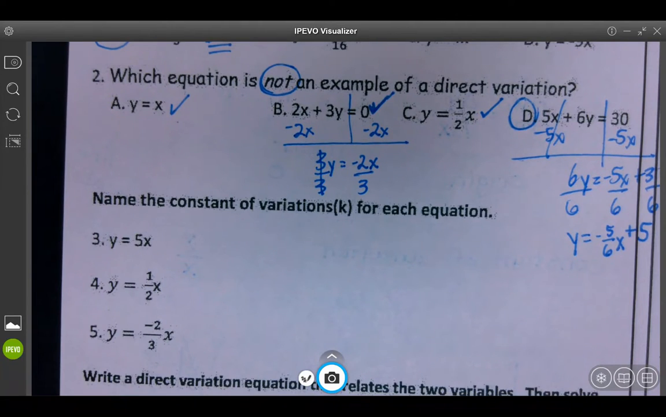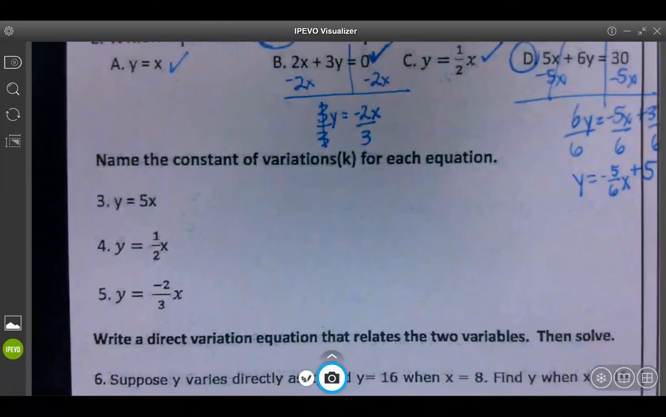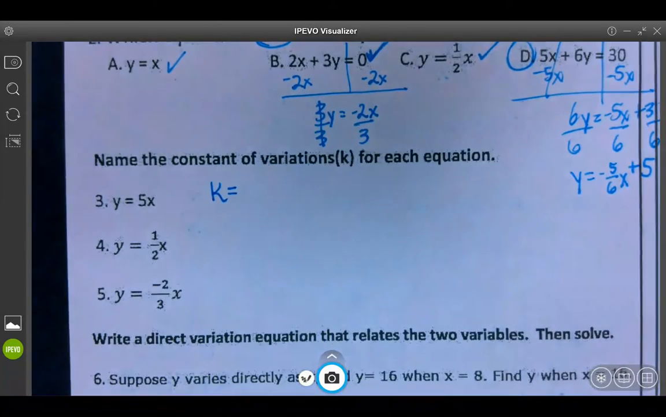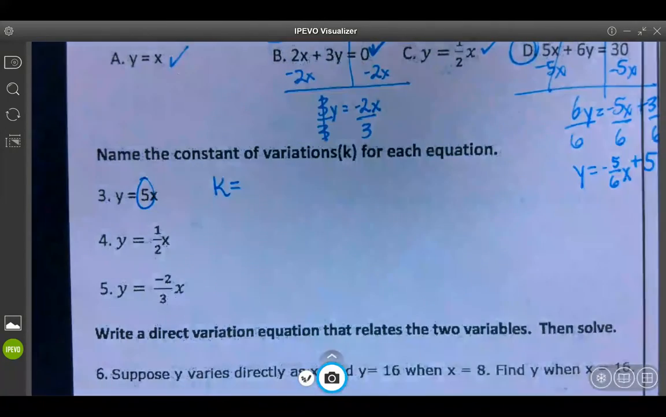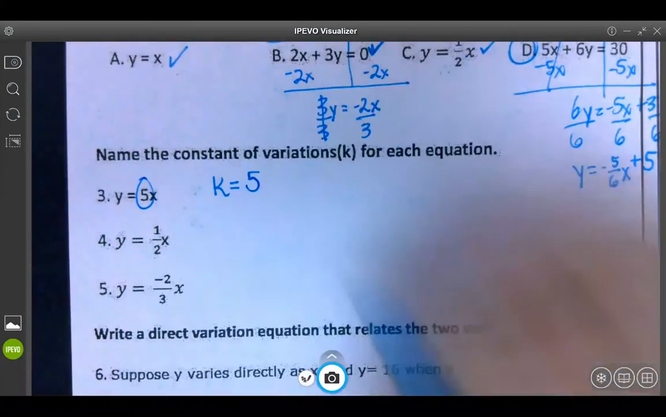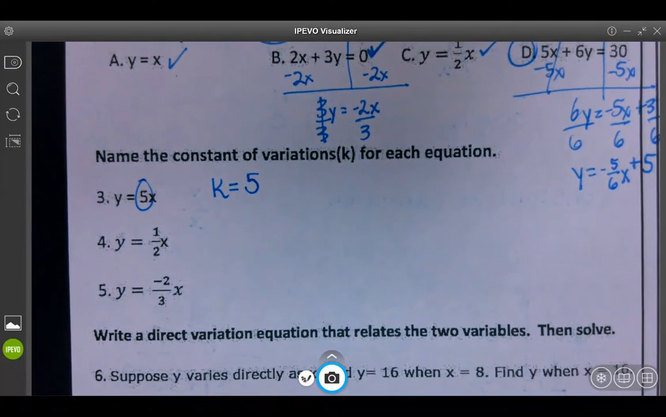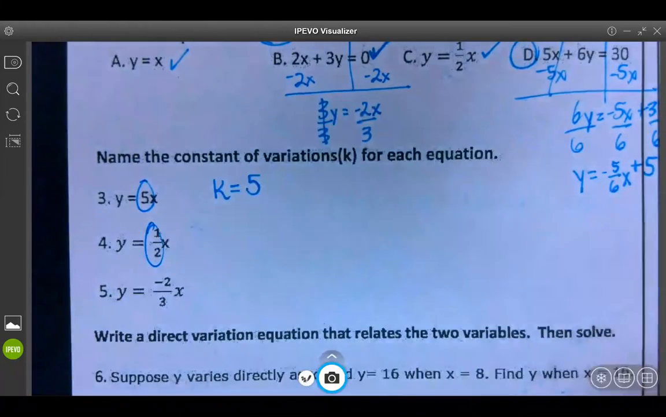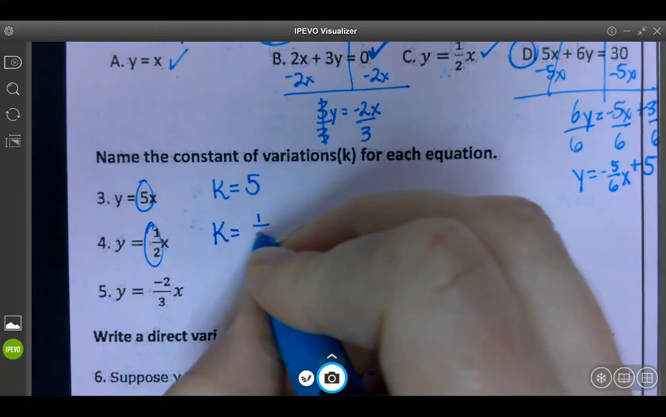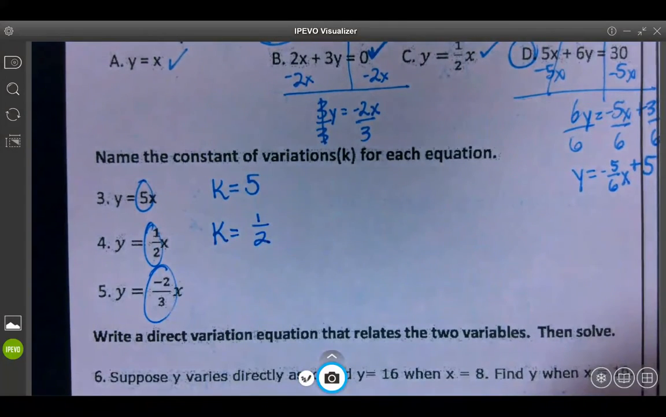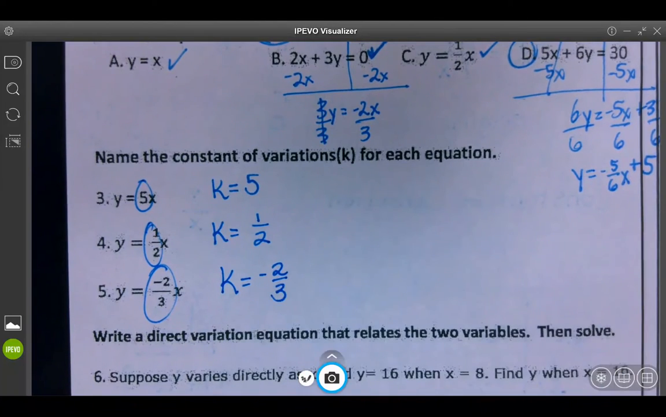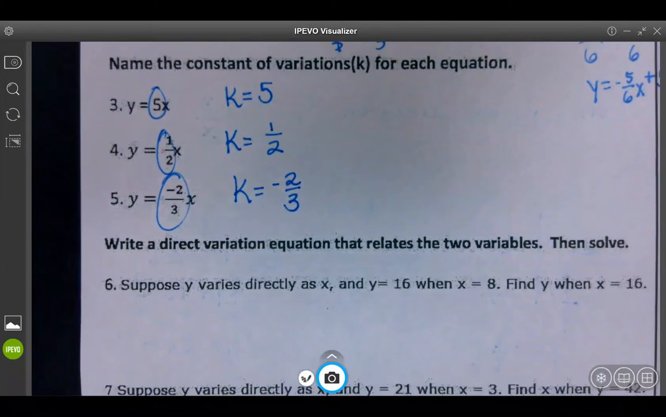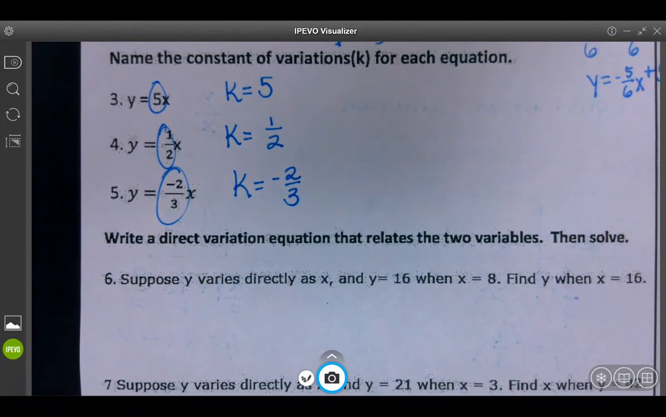All right, look at 3 through 5. Name the constant of variation k for each equation. It is just the number that's being multiplied by x. So the first one, 5. So write k equals 5. K equals 1/2. And the last one, k equals negative 2/3. Those are pretty simple. You're just looking for what the k is, y equals kx.